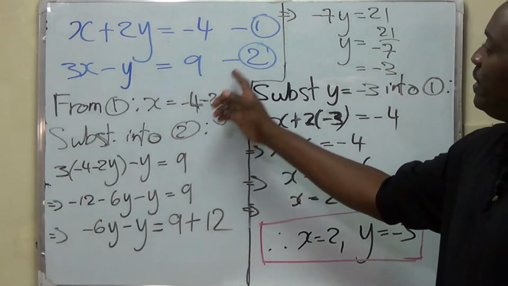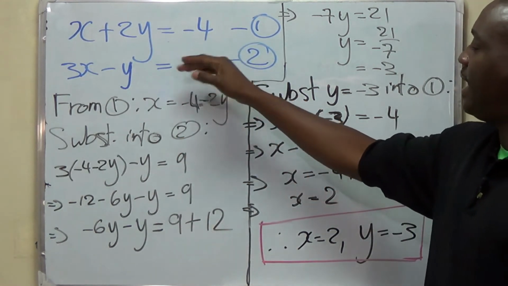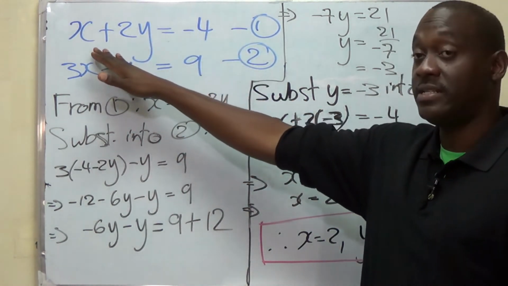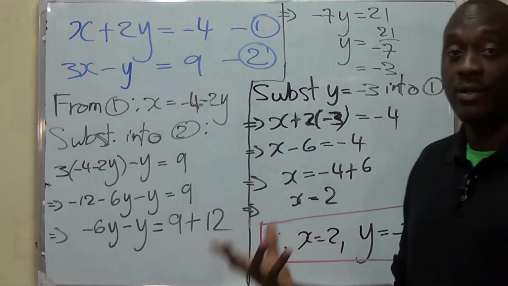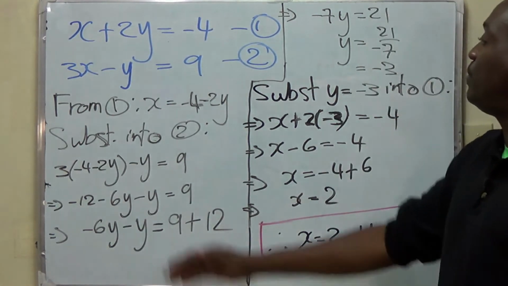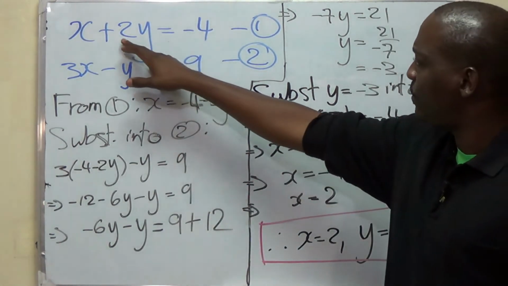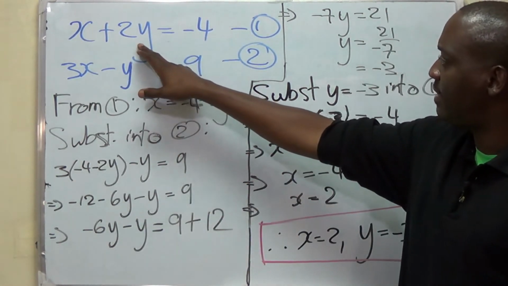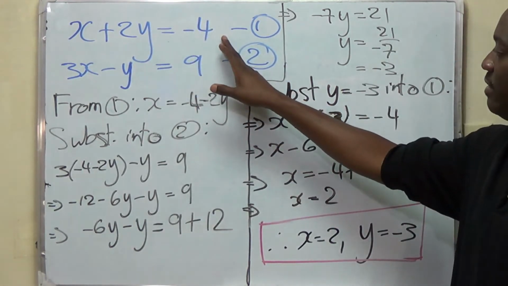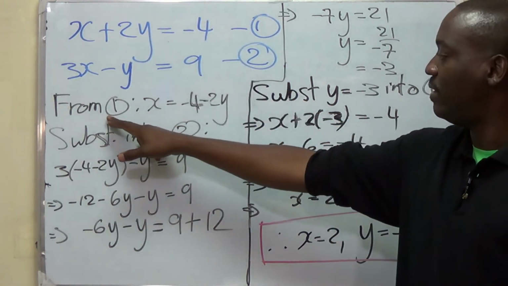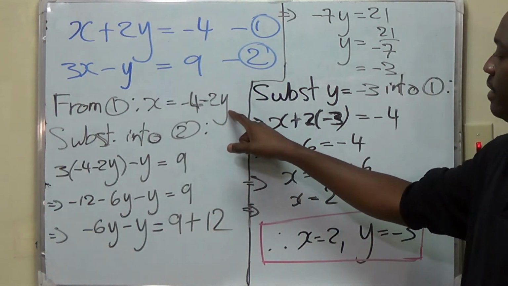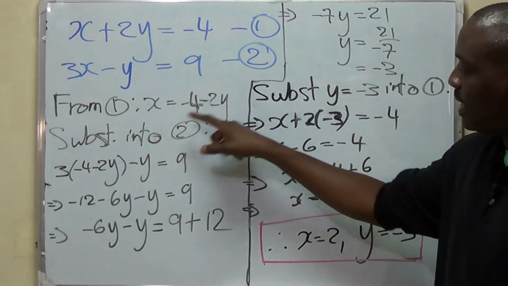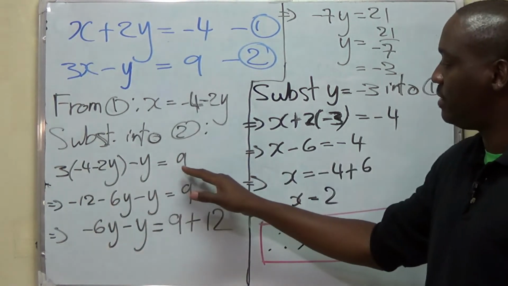So what do we do? We look at equation 1 and we do what we refer to in algebra as making x the subject of the formula. Alright? Which is another way of saying we're solving for x. So from this equation, we take the plus 2y on the left side here and we carry it across on the right. So that from equation 1, you get that x is equal to minus 4 minus 2y. Which we will then take and substitute into equation 2.